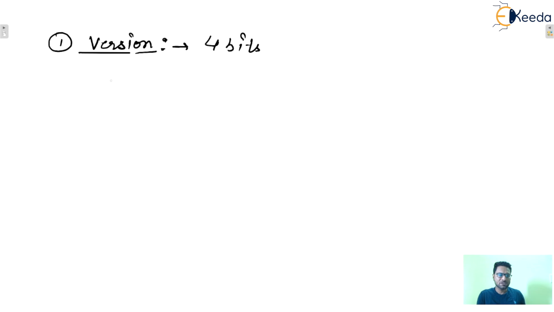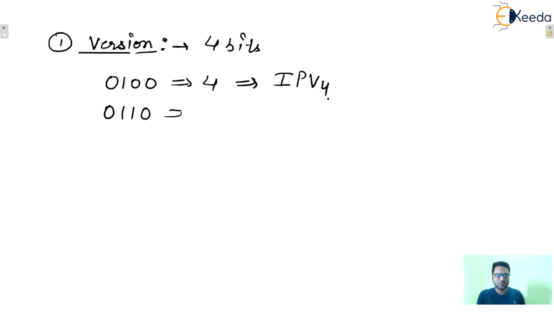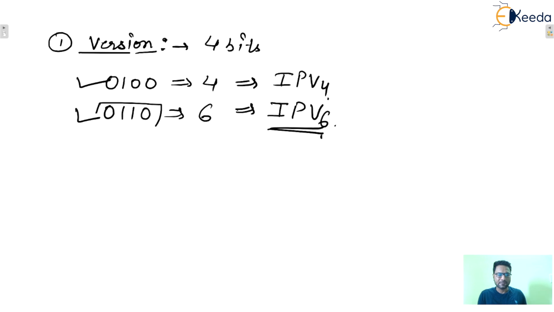So if by using 4 bits, it is written like that, that means what? 4. That means this IP header is IPv4, version 4. And if these bits are like this, isn't it? That means what? That is 6. That means that IP header is for the IP version 6 protocol, isn't it? So whenever IPv4 will be there, then these bits will be like this. And if this is IPv6, then these bits will be like this, isn't it? So that is the significance of the version field.